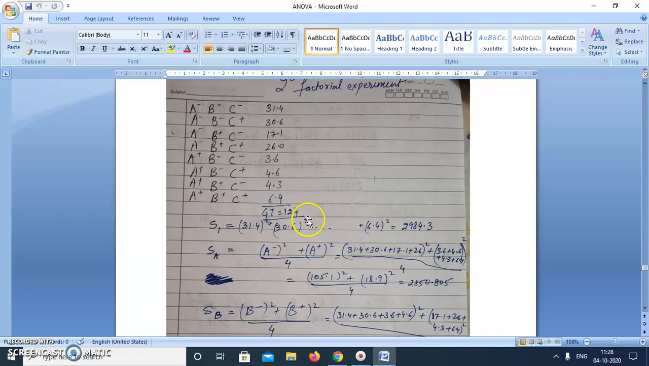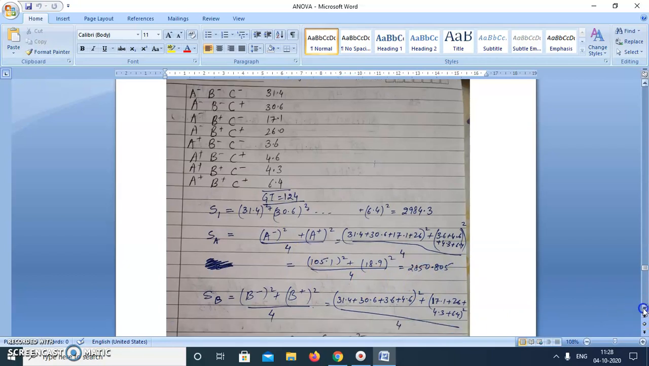Then we'll calculate the grand total. Then we'll calculate S1, which is the sum of the squares of all individual readings. Then SA. Now A means there are 2 levels of A, that is A minus and A plus. For A minus we'll add these 4 readings, and for A plus we'll add these 4 readings, and we'll calculate the sum of the squares. Now one reading of A minus has come from the addition of these 4 readings, so we'll divide by 4 and we'll get this value, that is SA.